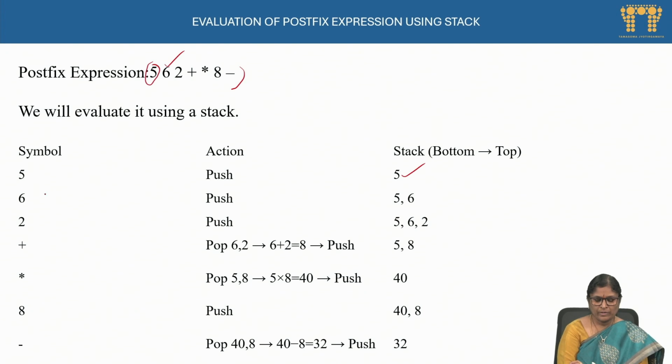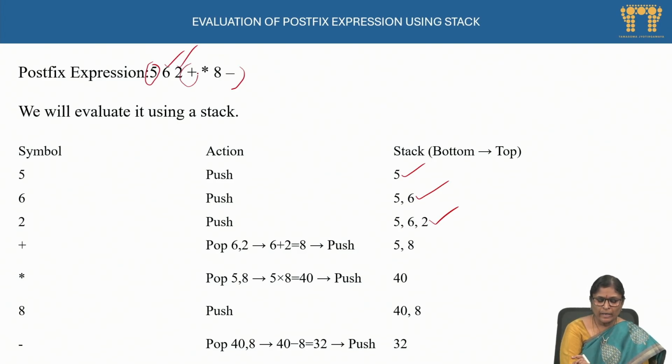6. 6 is the symbol scanned, so you again push it onto the stack. Next is again an operand, so again push it onto the stack. Now the current content of the stack is 5, 6, 2, and 2 is on the top of the stack.